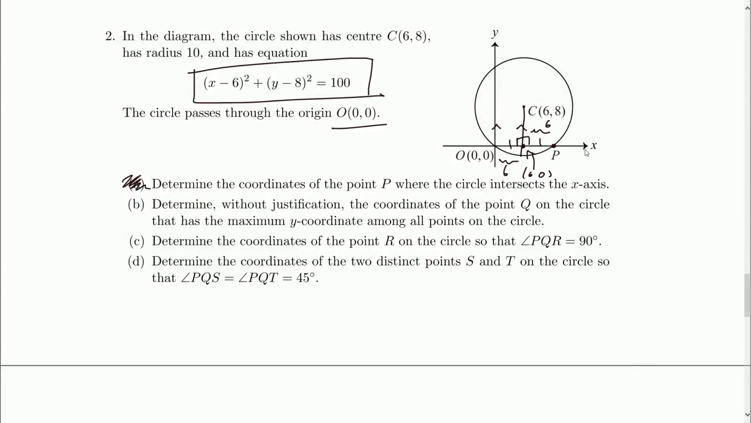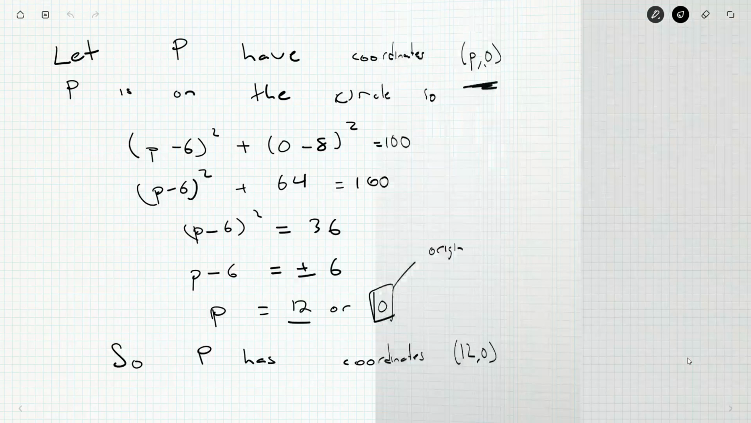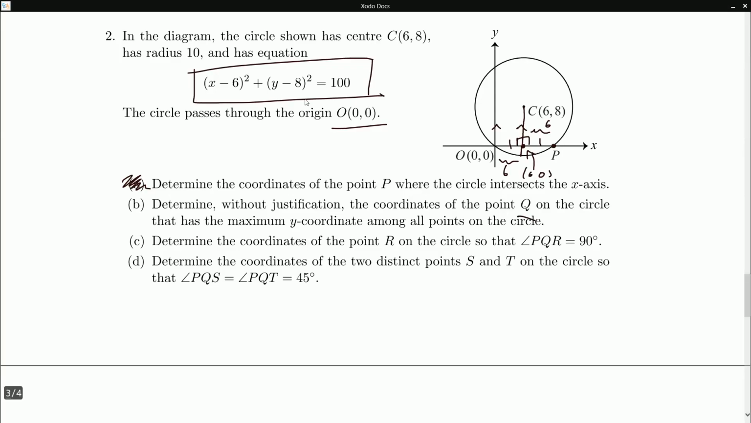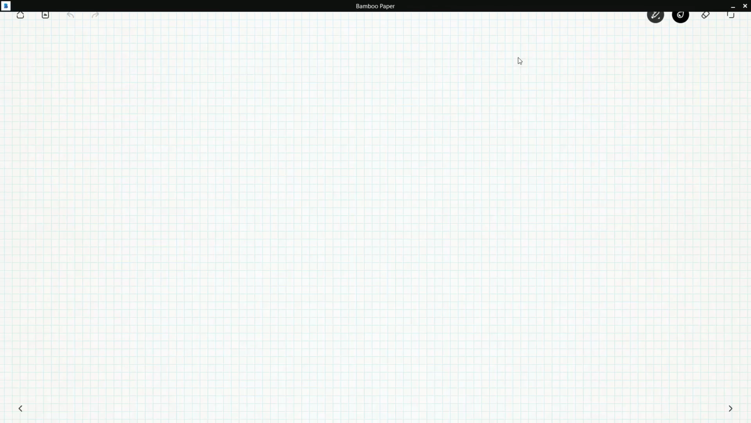What about B? Determine, without justification, that's pretty nice, the coordinates of the point Q on the circle that has a maximum y coordinate among all points on the circle. So we don't need to justify this, we just need to have the right answer. I would still recommend a little bit of justification, for part marks, that sort of thing. So we want the maximum y coordinate. We want sort of this peak, this highest point here.